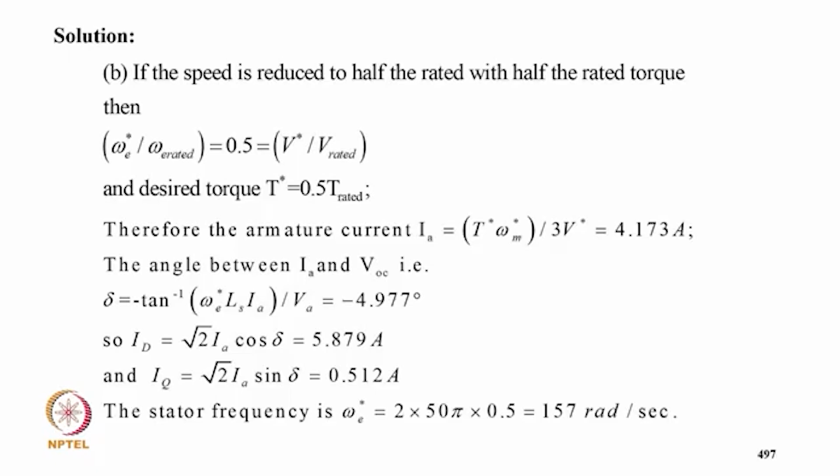Coming to B part, if the base speed is reduced to half the rated, then omega E star upon omega E rated is 0.5, and torque is 0.5 rated. Therefore, armature current IA equal to T rated upon 3 L_F, so it comes to 4.173 ampere, and angle between IA and VOC, delta equal to minus tan inverse omega E star LS IA upon V, that is minus 4.977 degree, and ID equal to root 2 IA cos delta, 5.879 ampere, and IQ equal to root 2 IA sin delta, 0.512 ampere. Therefore, stator frequency is omega E star equal to 2 pi f, that is 0.5 times, that is 157 radian per second.